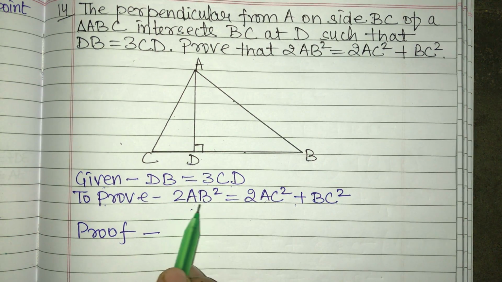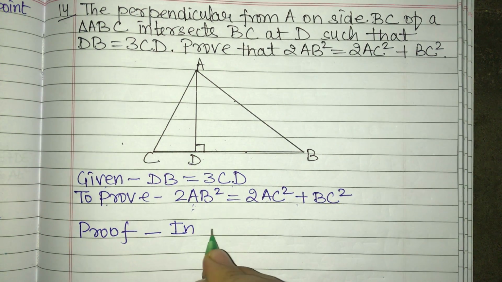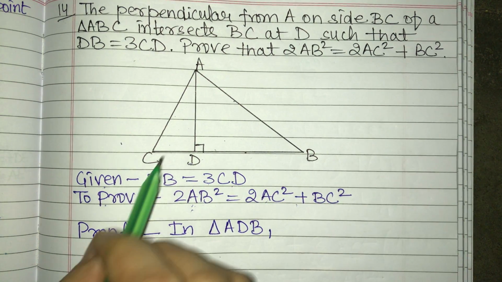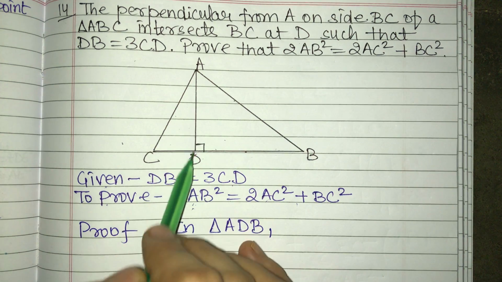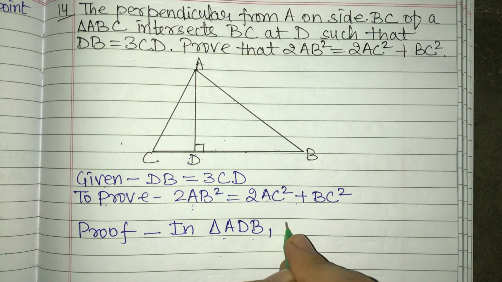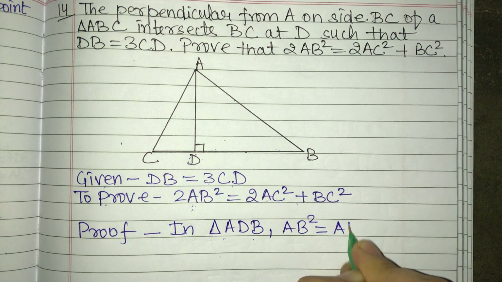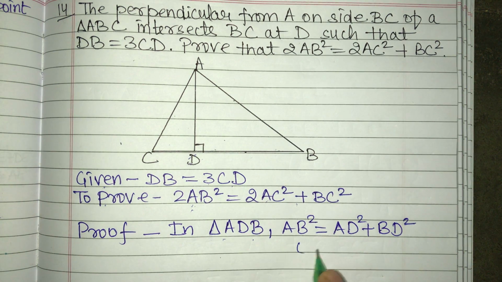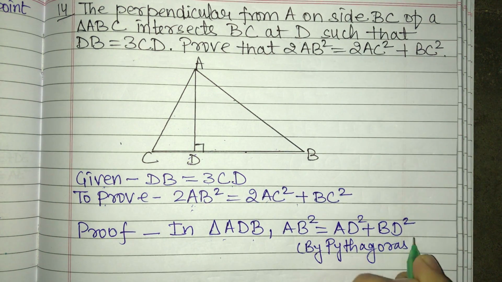Since we want AB square, just start with triangle ADB. So I am taking triangle ADB. In triangle ADB, I can apply Pythagoras theorem because this is a right angled triangle. So in triangle ADB, we have AB square equals AD square plus BD square. Why? By Pythagoras theorem.